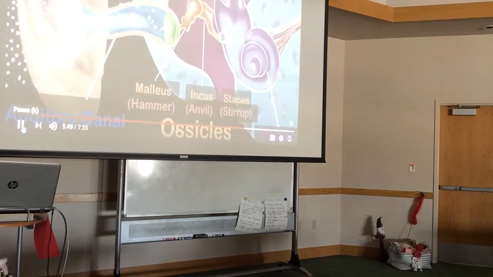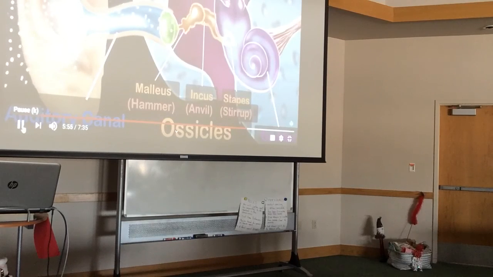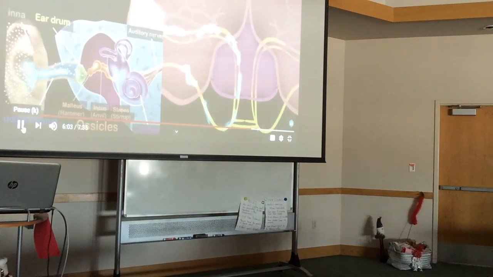And then there are some specialized cells in the cochlea that convert these vibrations into electrical signals. And these electrical signals go through the auditory nerves all the way to your brain, where it finally gets interpreted as sound. And the cells of your cochlea are amazing.